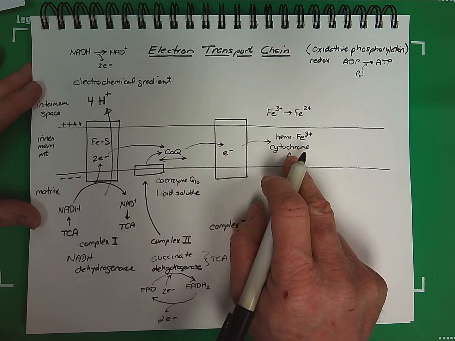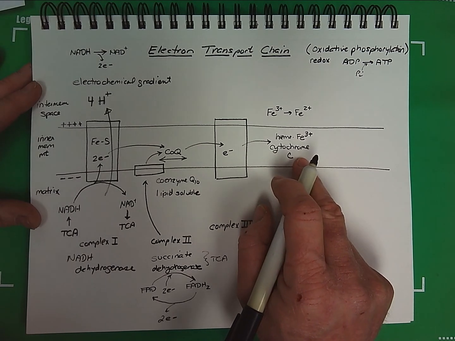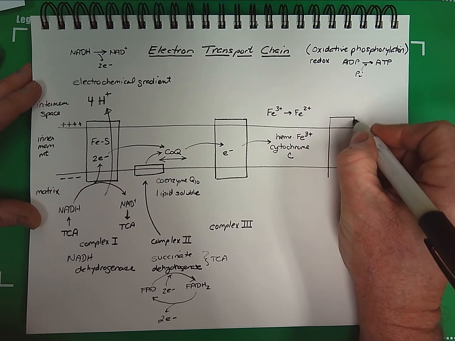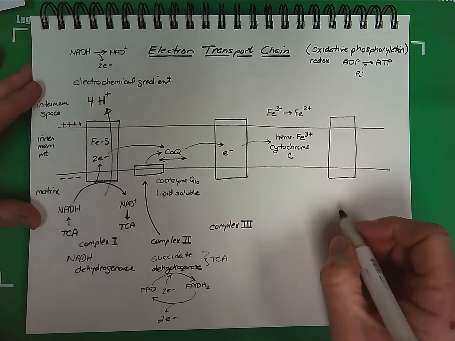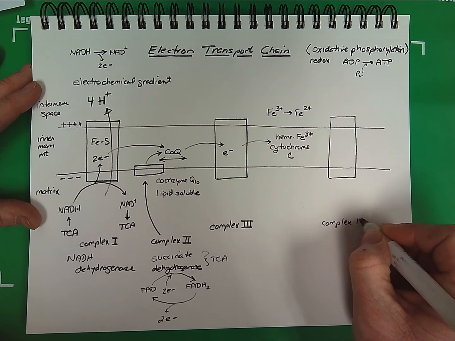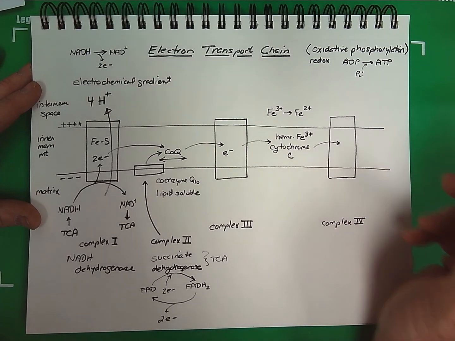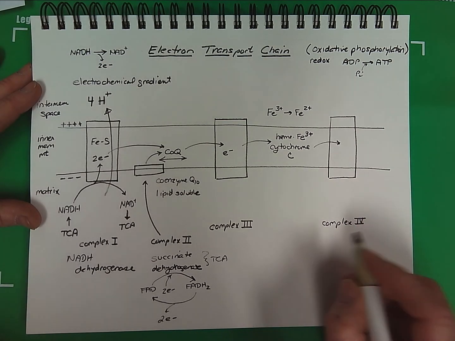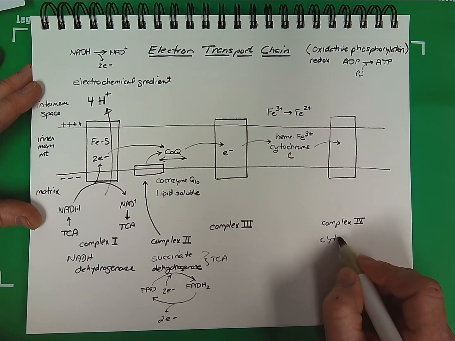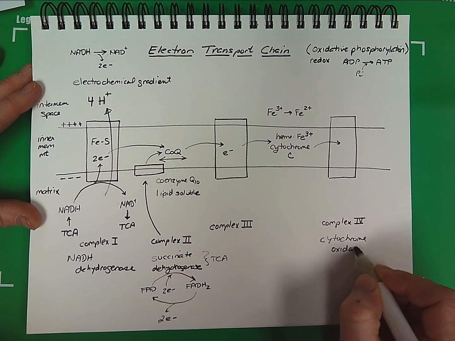Now cytochrome C is going to serve the same function as CoQ. It's going to transfer electrons to the next complex in the electron transport chain. This complex is called complex 4. Complex 4 also has a formal name that is called cytochrome oxidase.